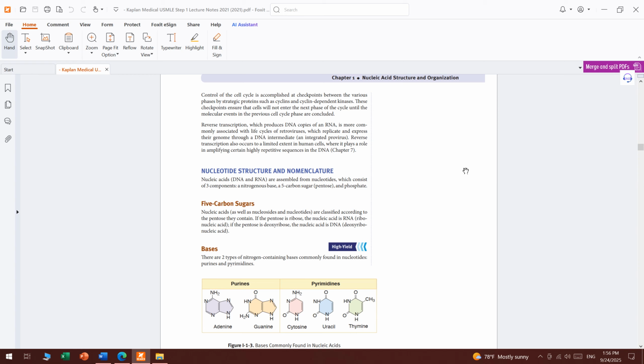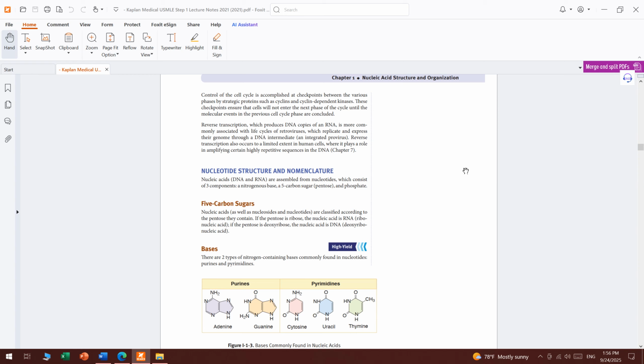If the pentose sugar is deoxyribose, the nucleic acid is DNA. Deoxyribose lacks a hydroxyl group at the 2' carbon position, having only a hydrogen atom there, hence the deoxy prefix, meaning without oxygen. This difference in the 2' carbon is critical for the stability and function of DNA versus RNA.